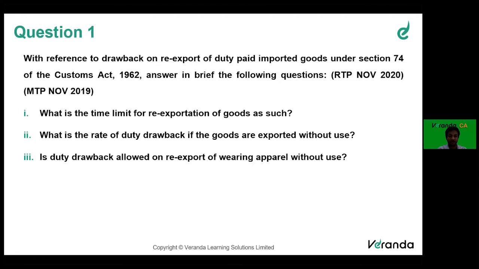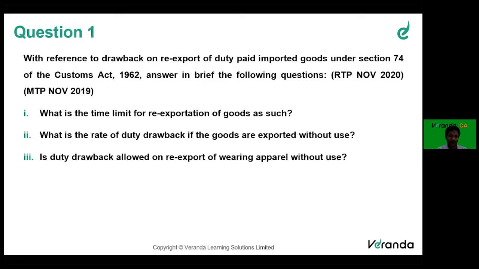What is the time limit for re-exportation of goods as such? So this question is on section 74, subsection 1. Anyone other than Ravi want to answer this question? Okay, Ravi, you want to attempt? Yes, sir. In case of first, 98% of the duty drawback is there. Okay. See, actually, what you are answering is for the second question. Sorry. Yeah. Time limit is basically in this case re-export 2 years, sir.